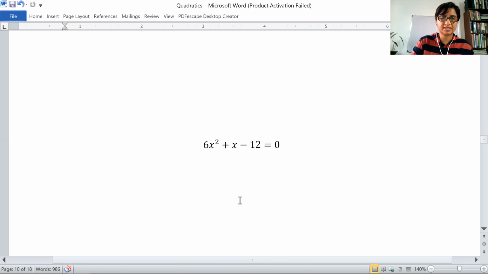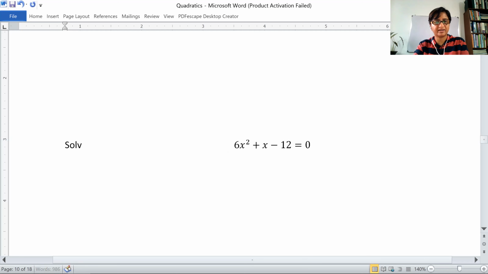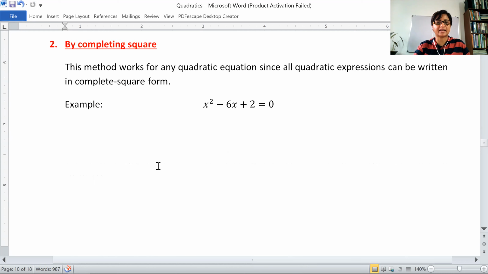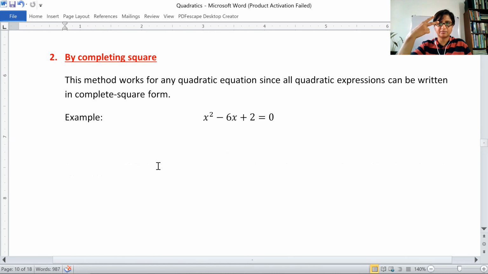So quickly copy this, 6x squared plus x minus 12. This is example 4, and this is to solve again. You have to write solve. I have not written solve. Okay, leave space for that. And let's go to the second method. Second method of solving a quadratic equation.